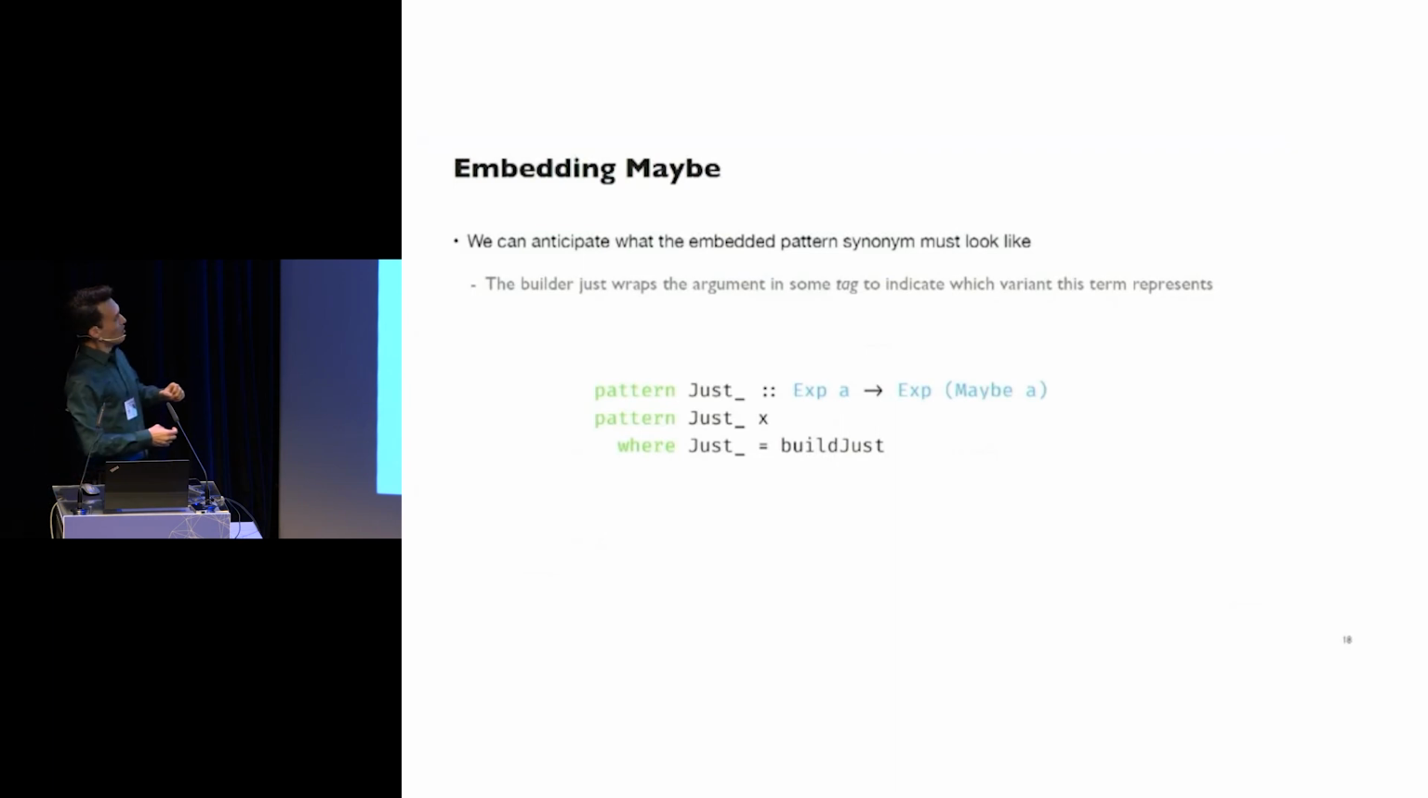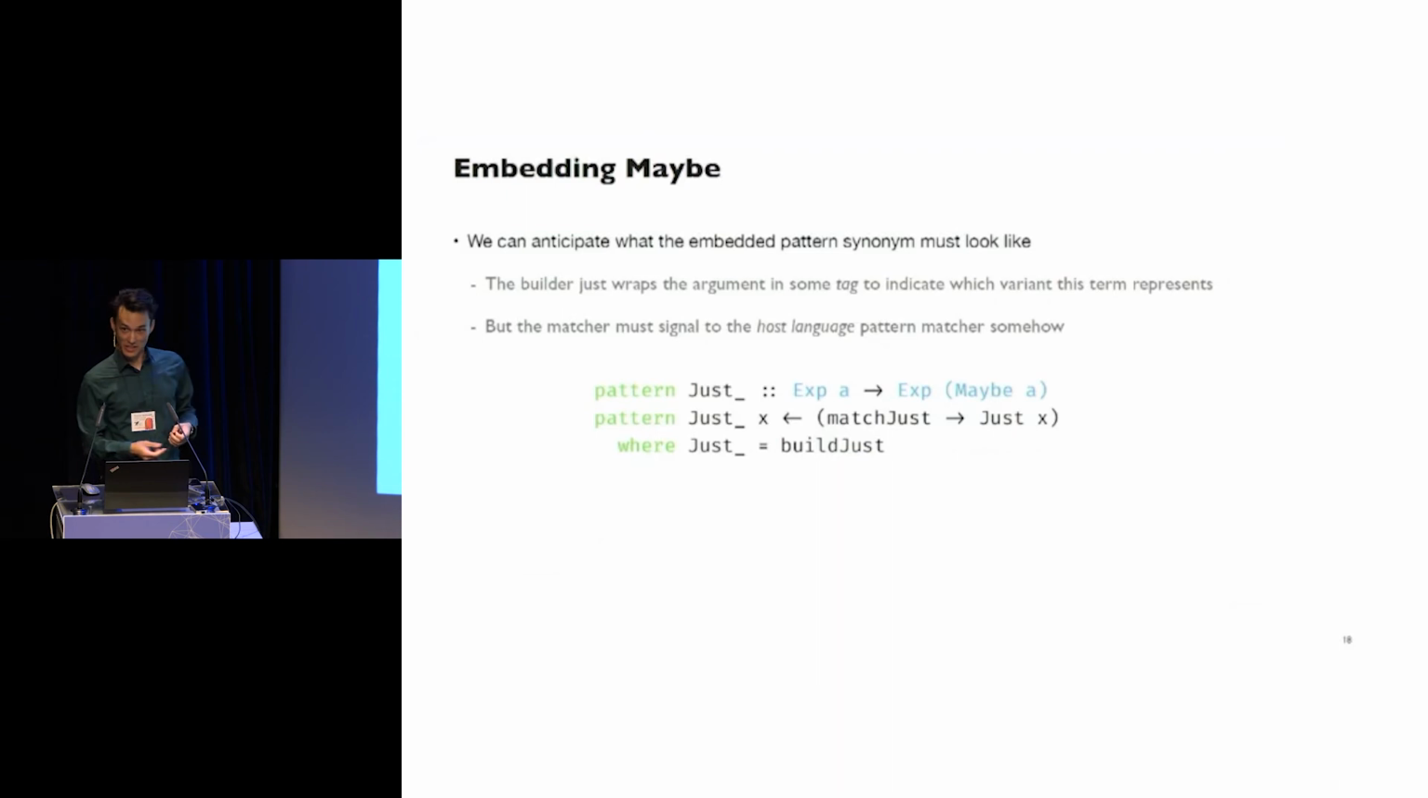So for the builder, given an exp of A, we just need to record somehow that I want to treat this as a just A. So this builder just has to wrap its argument in some kind of tag that says this was a just.